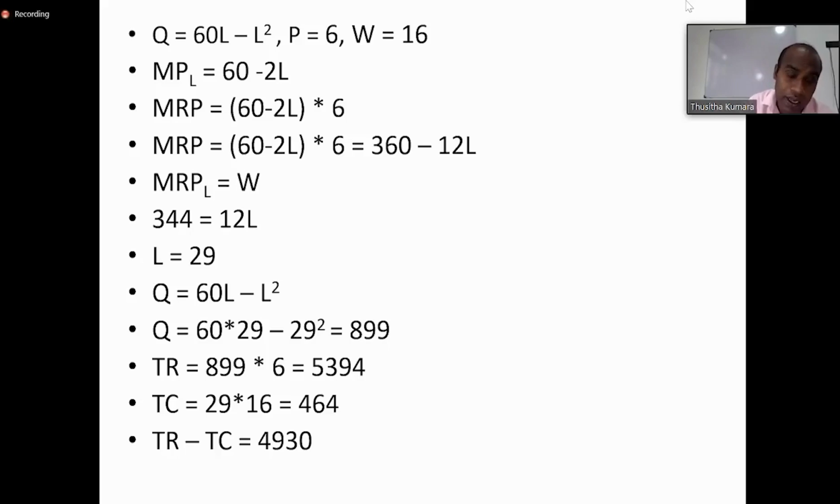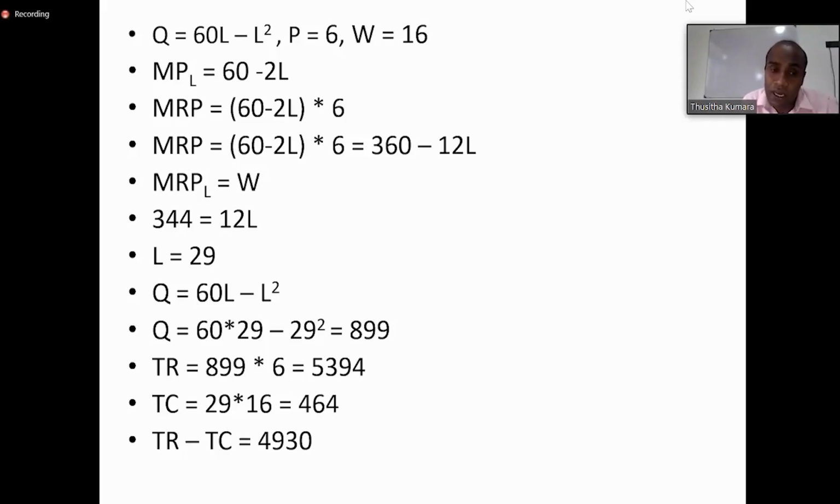Then to get the total revenue, we can easily do that because we know the output level. Output level is 899. If the output level is 899 and the price is 6, then easily we can get the total revenue. Total revenue will be 5,394. That is what I calculated. Probably if you calculate, you would get the same. If you get a different number, please let me know. There can be some calculation errors even from my side. But anyway, total revenue equals 5,394.